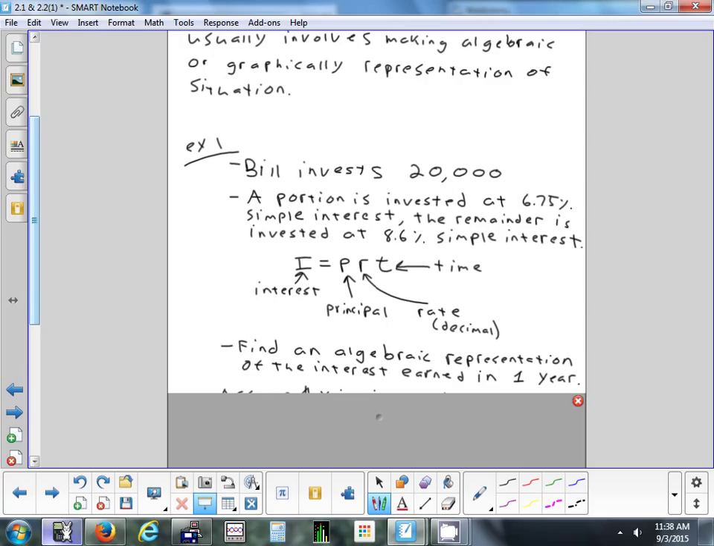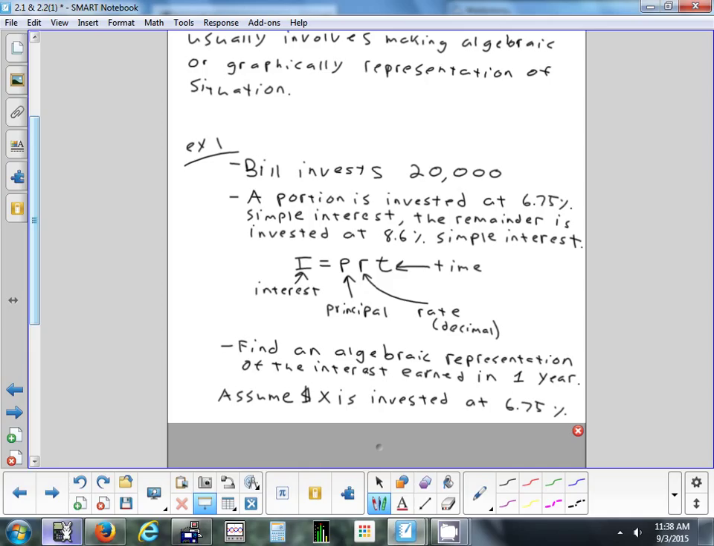So we're going to try to find an algebraic representation for how much interest Bill's going to earn in 1 year. And I'll give you a hint. We'll use x as our variable, and assume that he invests x dollars at 6.75%. And then if he has $20,000 and he's already invested that much of it, we can figure out how much is left for the other investment.